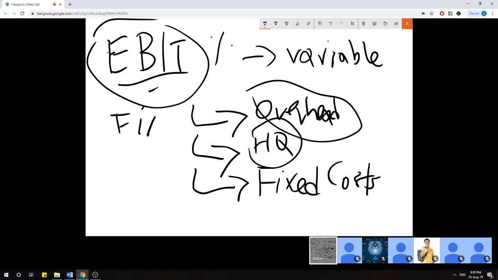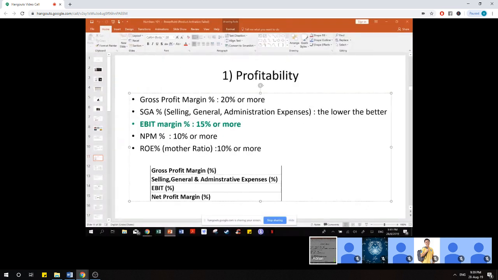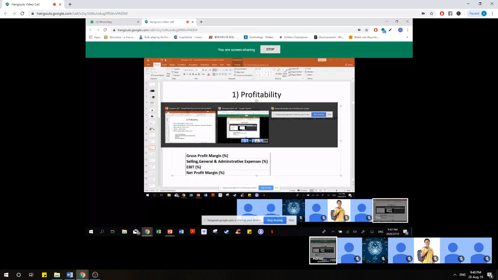This is after consideration of fixed costs. Usually the fixed cost is normally the SG&A, selling, general, and administrative expenses. It's more on the fixed cost. That's why we want the SG&A to be as low as possible for the company, especially when the company is scaling up. If the company is scaling up and the SG&A still continues going up, it means the company is getting complicated, it's not getting easier when it goes larger. So other than the gross margin, SG&A, and EBIT margin, the last one is the net profit margin. What is the difference between EBIT margin and net profit margin?